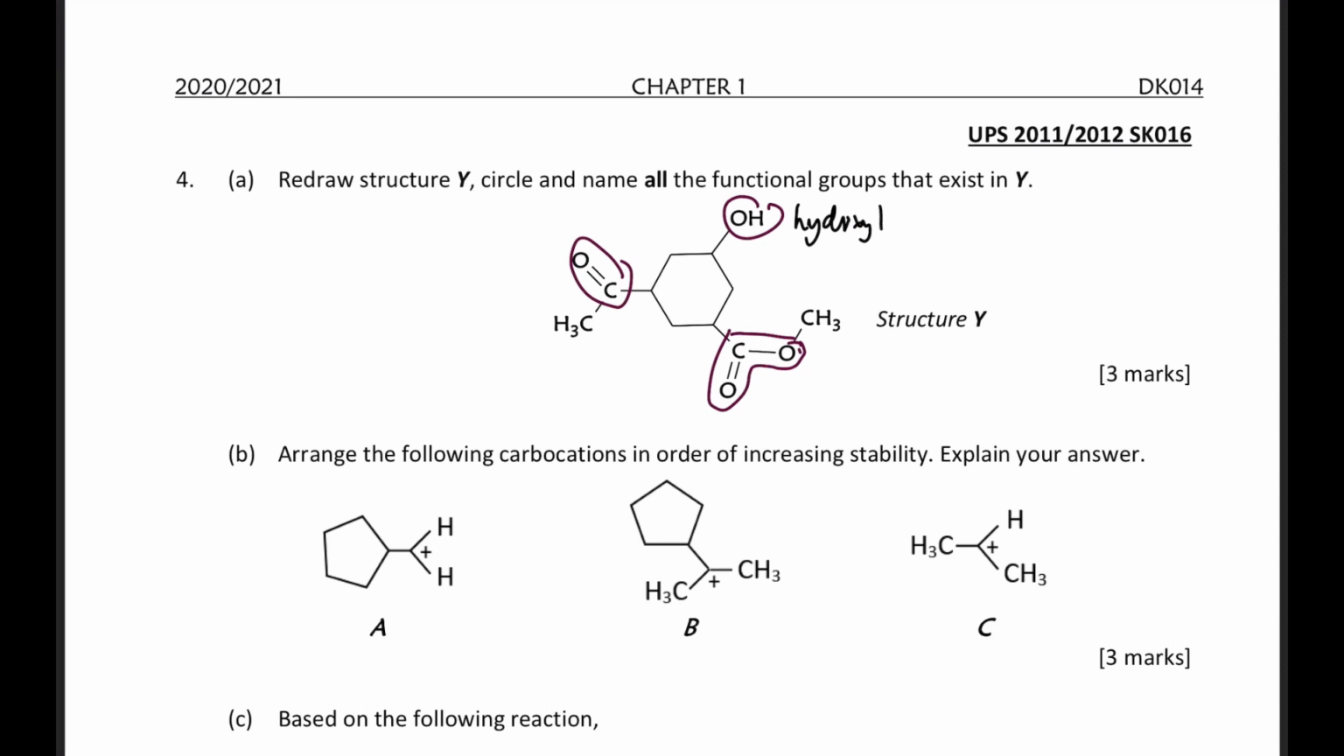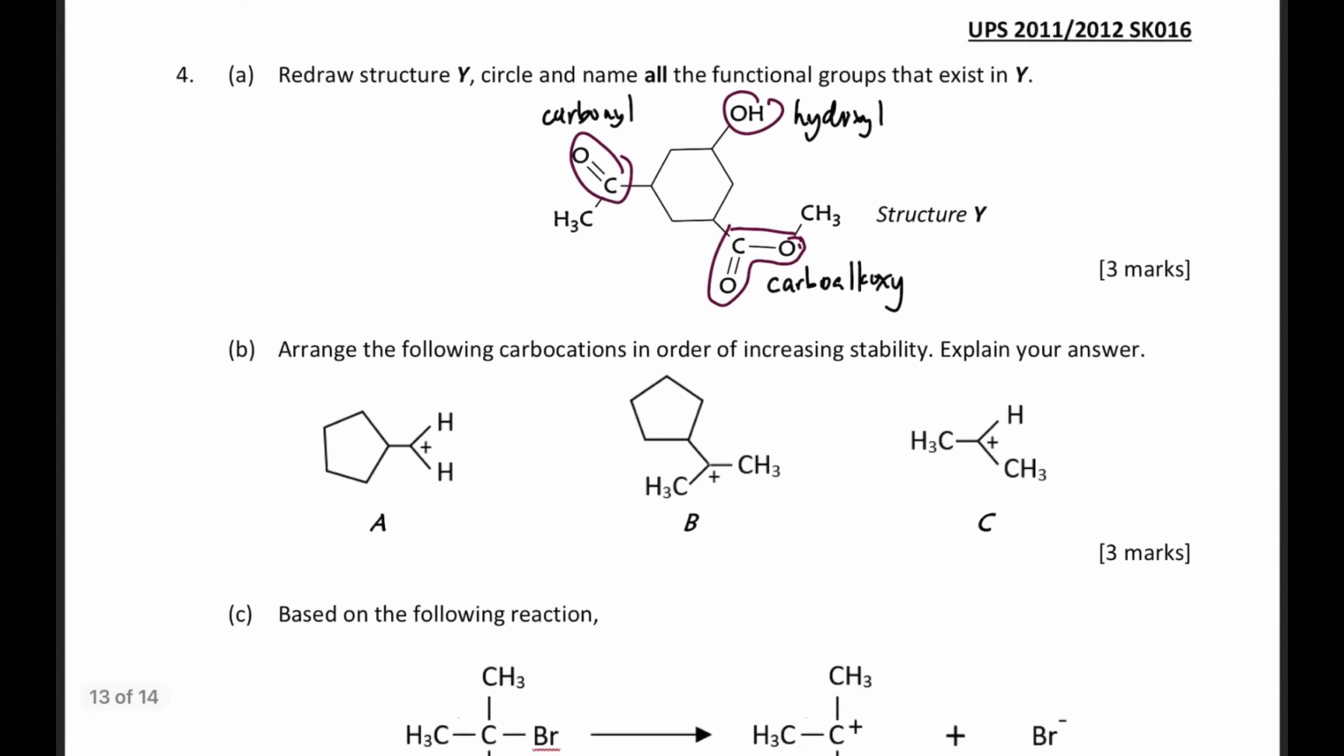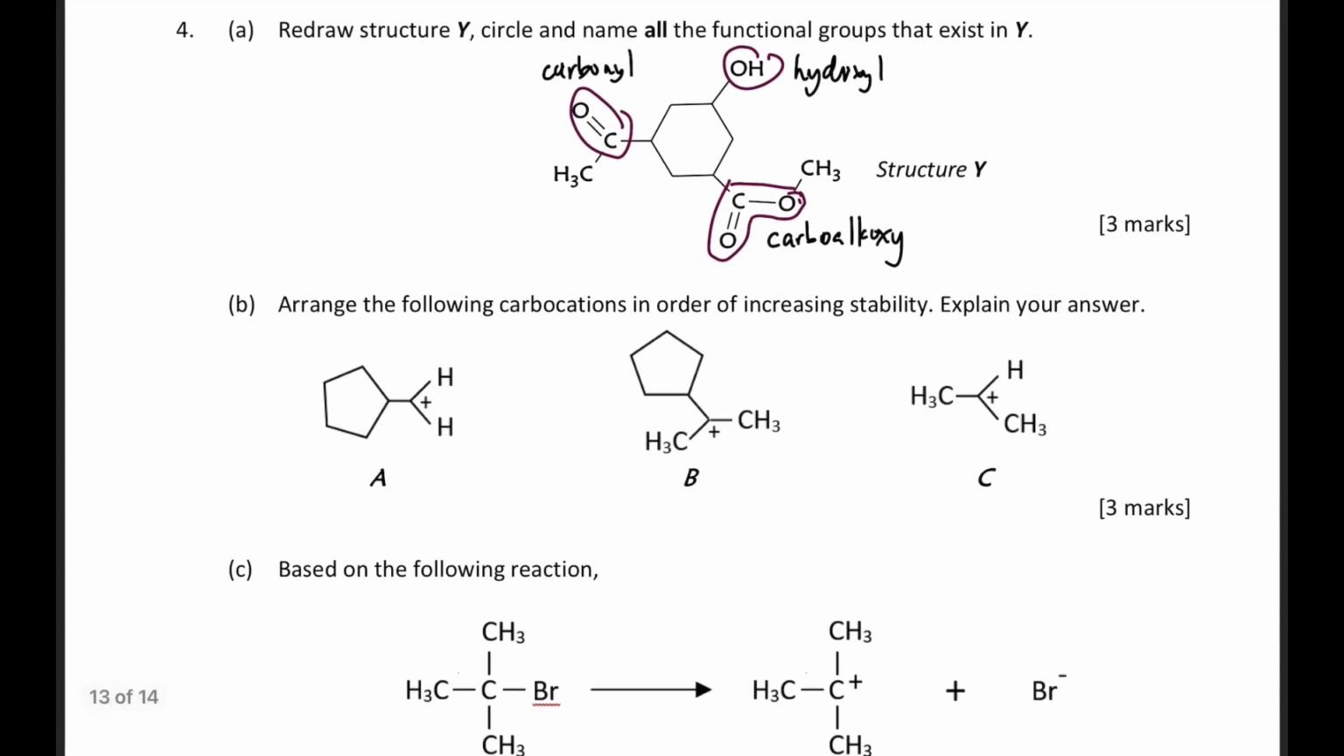So ini adalah hydroxyl. And then we got carbonyl. And then we got ester ya. Nama functional group dia carboalkoxy. Settle 3 marks. Dalam exam kamu kena lukis balik ya structure ni.